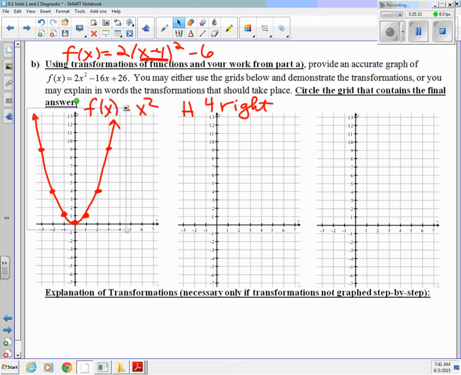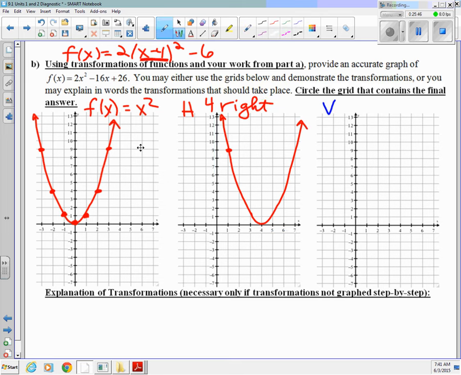So here's my original function. I'll clone it. It's my original function. And I'd like to shift that 4 units to the right. 1, 2, 3, 4. There it is. My vertical shift is the outside stuff. So I multiply by 2 and subtract 6. That's going to vertically stretch the function by a factor of 2. And it's going to shift the function down by 6.